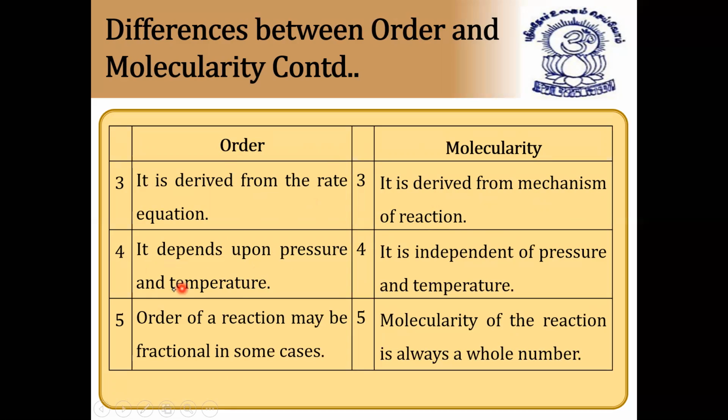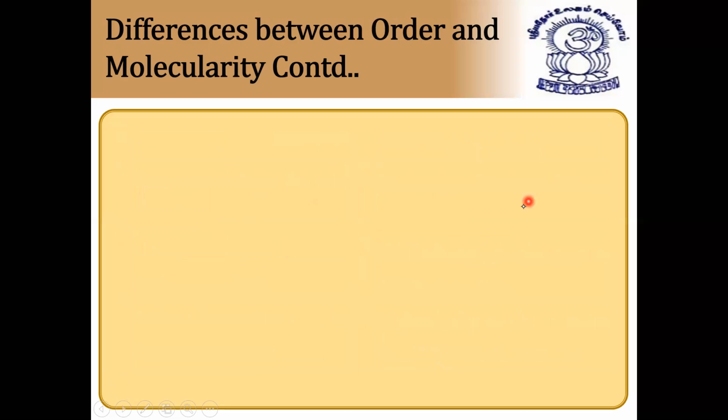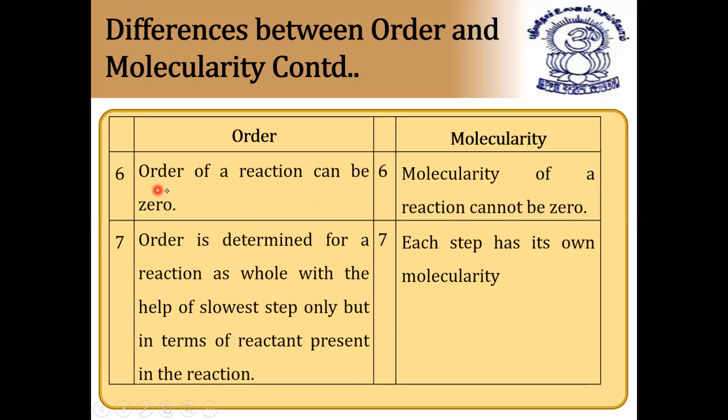Order depends upon pressure and temperature, and molecularity is independent of pressure and temperature, because rate is proportional to the pressure and temperature of the gas. The order of reaction may be fractional in some cases, but the molecularity of the reaction is always a whole number. Sixth difference: order of reaction can be zero, but molecularity cannot be zero.